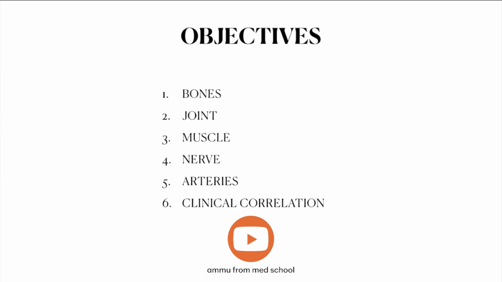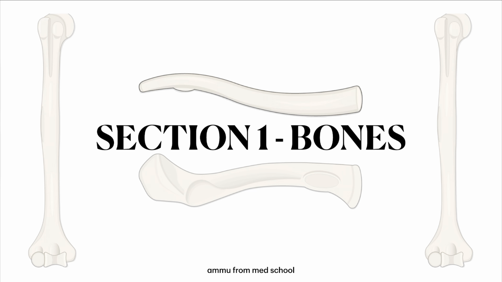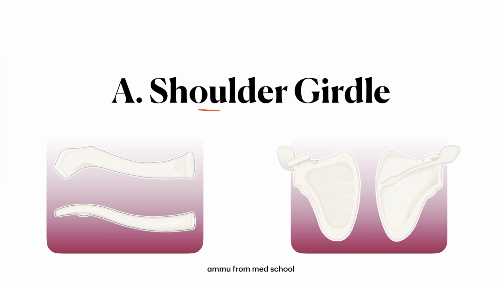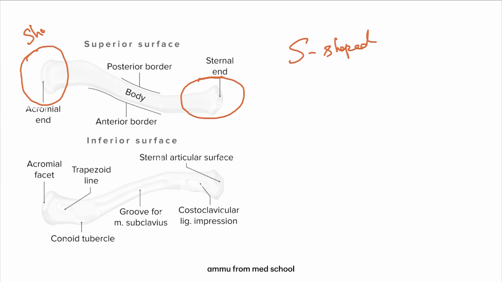Coming to section 1, bones. First, we are starting with the shoulder girdle, which comprises the clavicle and the scapula. Moving on to the clavicle, it is an S-shaped bone. The medial end articulates at the sternoclavicular joint, and the lateral end articulates at the acromioclavicular joint, forming the shoulder joint. The muscle attachments are sternocleidomastoid medially, the middle has the deltoid, and posteriorly the trapezius.